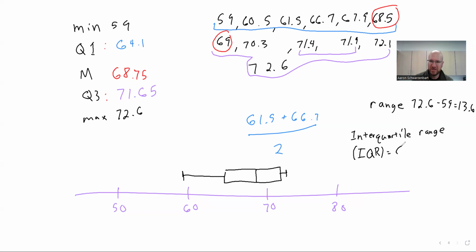The interquartile range, abbreviated IQR, is simply Q3 minus Q1. So 71.65 minus 64.1, and that equals 7.55. Okay? So that is a measure of spread, the interquartile range. That was a little bit of a twist on example 7, and that is the end of part 1.